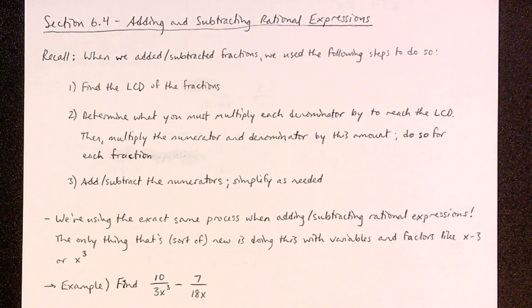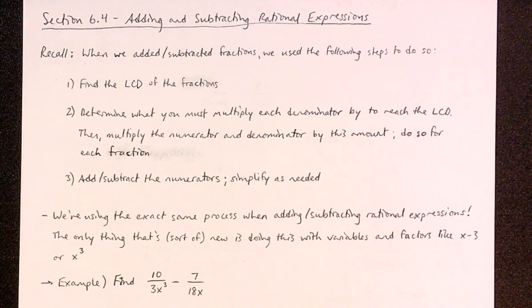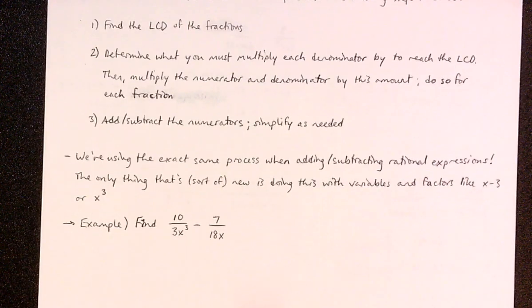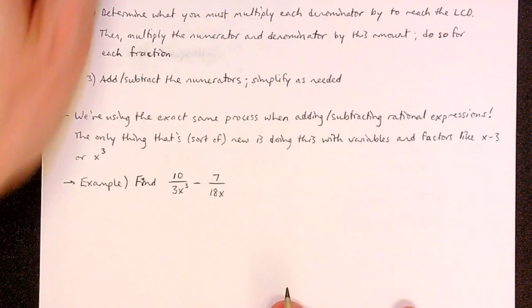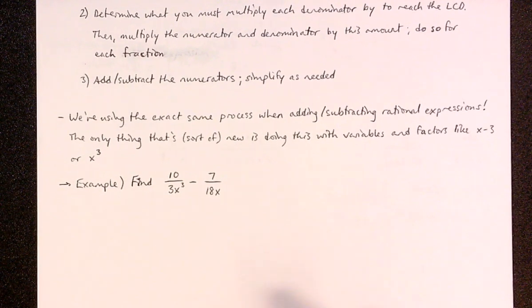So we're going to do the exact same process. We're going to find the LCD. We're going to figure out what we need to multiply on the top and bottom by for each rational expression so we get the LCD, and then we're going to add or subtract the numerators and simplify as much as possible. We're going to do that same process, but now we have variables being thrown in, and factors like x, or x minus 3, or 2x minus 1. So let's go through this process with some sample problems.